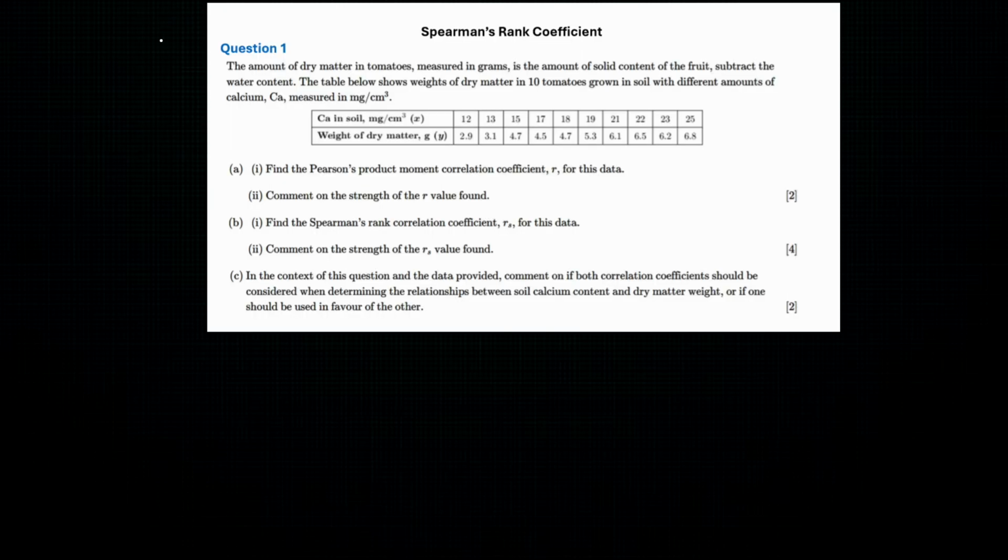Exam style question. So, here's a question. The amount of dry matter in tomatoes, measured in grams, is the amount of solid content of the fruit, subtracting the water content. The table below shows weights of dry matter in 10 tomatoes grown in soil with different amounts of calcium, measured in milligrams per centimeters cubed. So this is the weight of the dry matter and the calcium in soil.